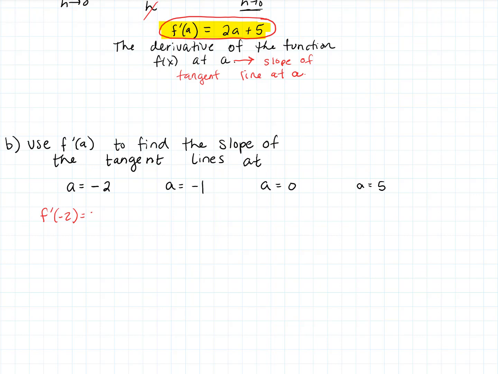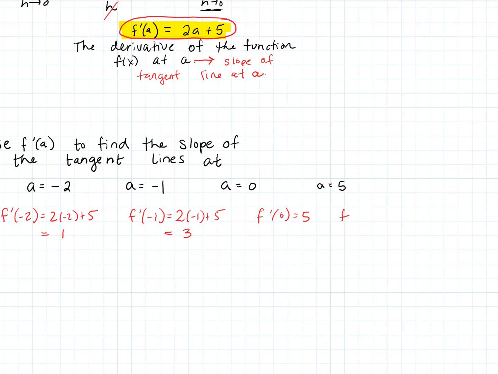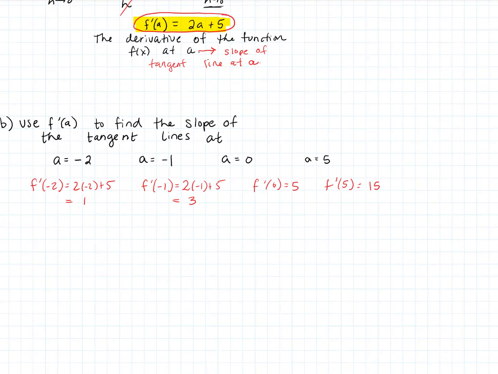So if I plug in f prime of -2, 2 times -2 plus 5, that's going to be 1. I can plug in f prime of -1, and I'm going to get 2 times -1 plus 5, so that's going to be 3. I can plug in 0, and 0 is just going to be 5. I can plug in 5. F prime of 5 is going to be 15. Okay? And each of those represents the slope of the tangent line. Each one of those represents the slope of the tangent line at those points. So these are slopes of tangent lines.